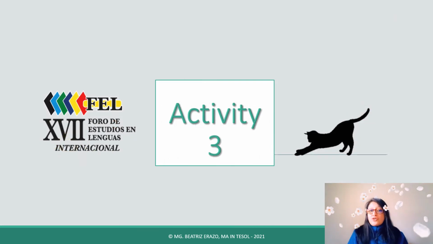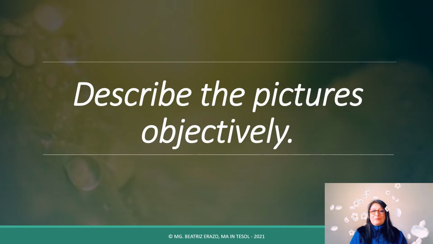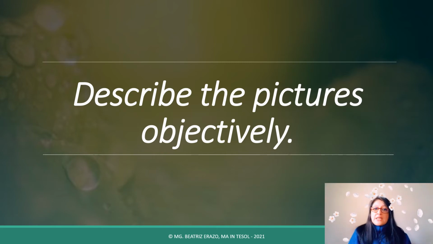Now let's go to activity 3. For this activity, I would like you to be a little bit more participative. So just try to follow my instructions here. So I am going to show you some pictures. I'm going to give you some seconds for you to take a look at them, and you are going to describe them objectively. So if you do this in class, you have to clarify that when we say this is an objective activity, they cannot give their personal opinions. So they have to be objective.